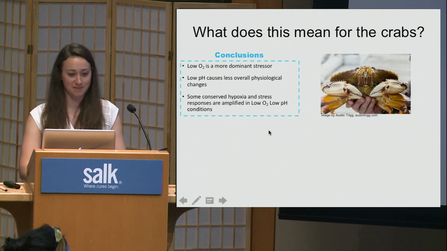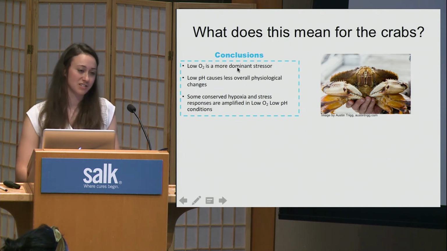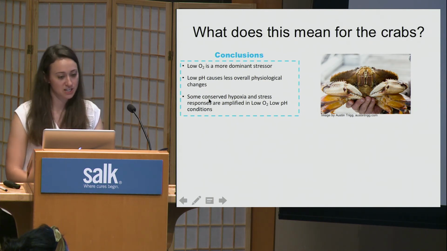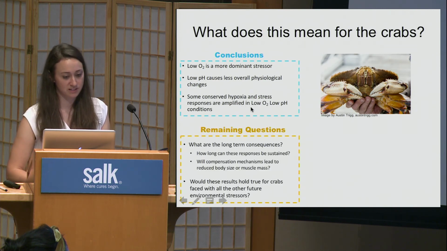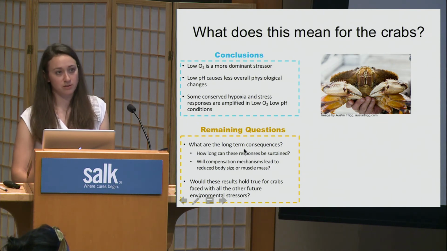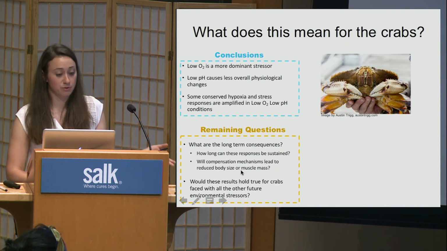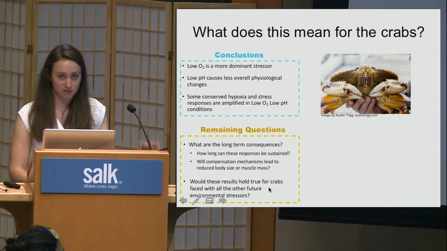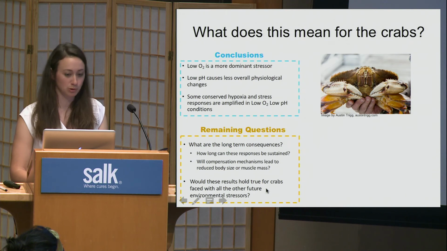So what does all this mean for the crab? We said that low oxygen is a more dominant stressor. Low pH causes less overall physiological change. And some conserved hypoxia and stress responses are amplified in the low oxygen and low pH conditions. But we still don't know what the long-term consequences of this are. How long can these physiological responses actually be sustained? And will compensation mechanisms lead to things like reduced body size or muscle mass? And then we need to know, would these results even hold true when the crab is also stressed by the increase in ocean temperature or other factors like pollution?